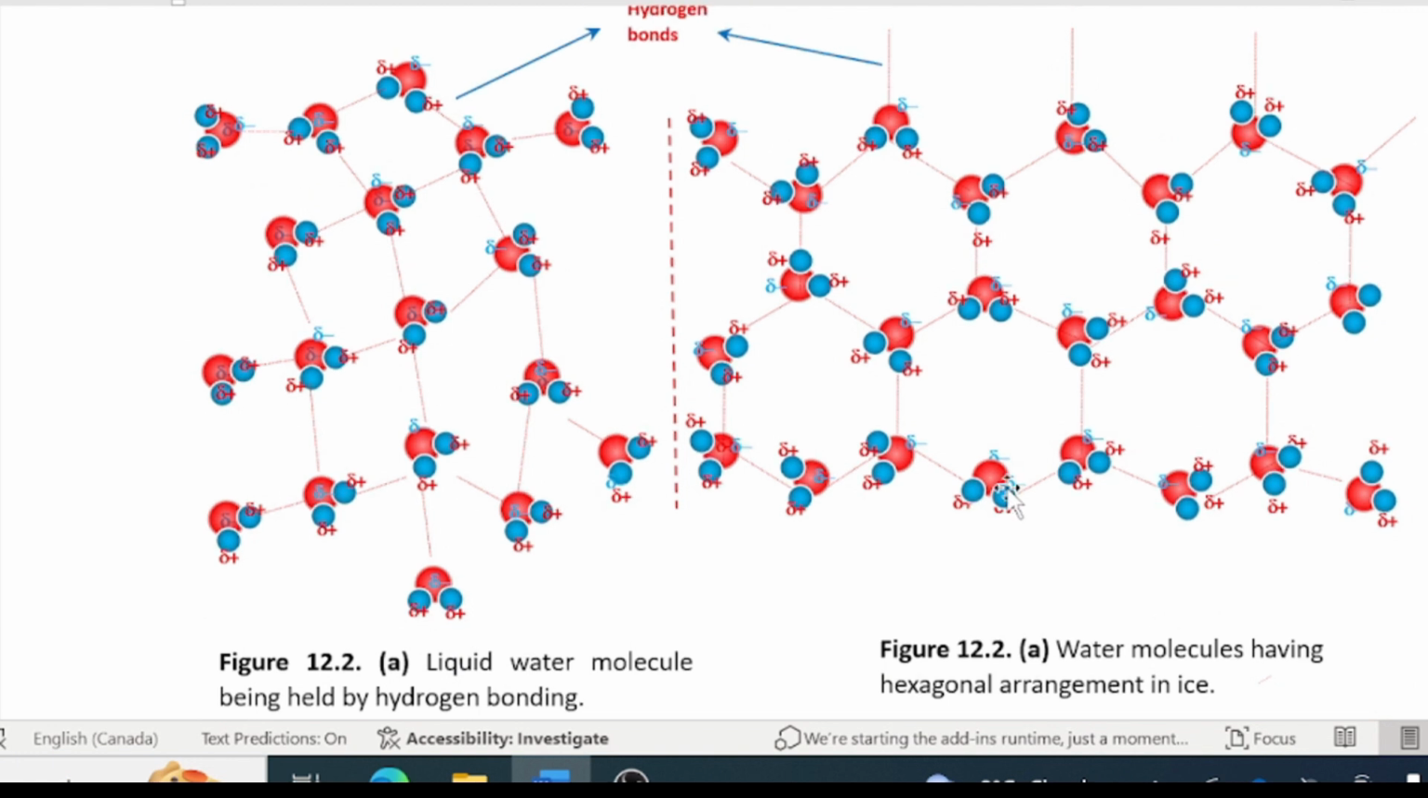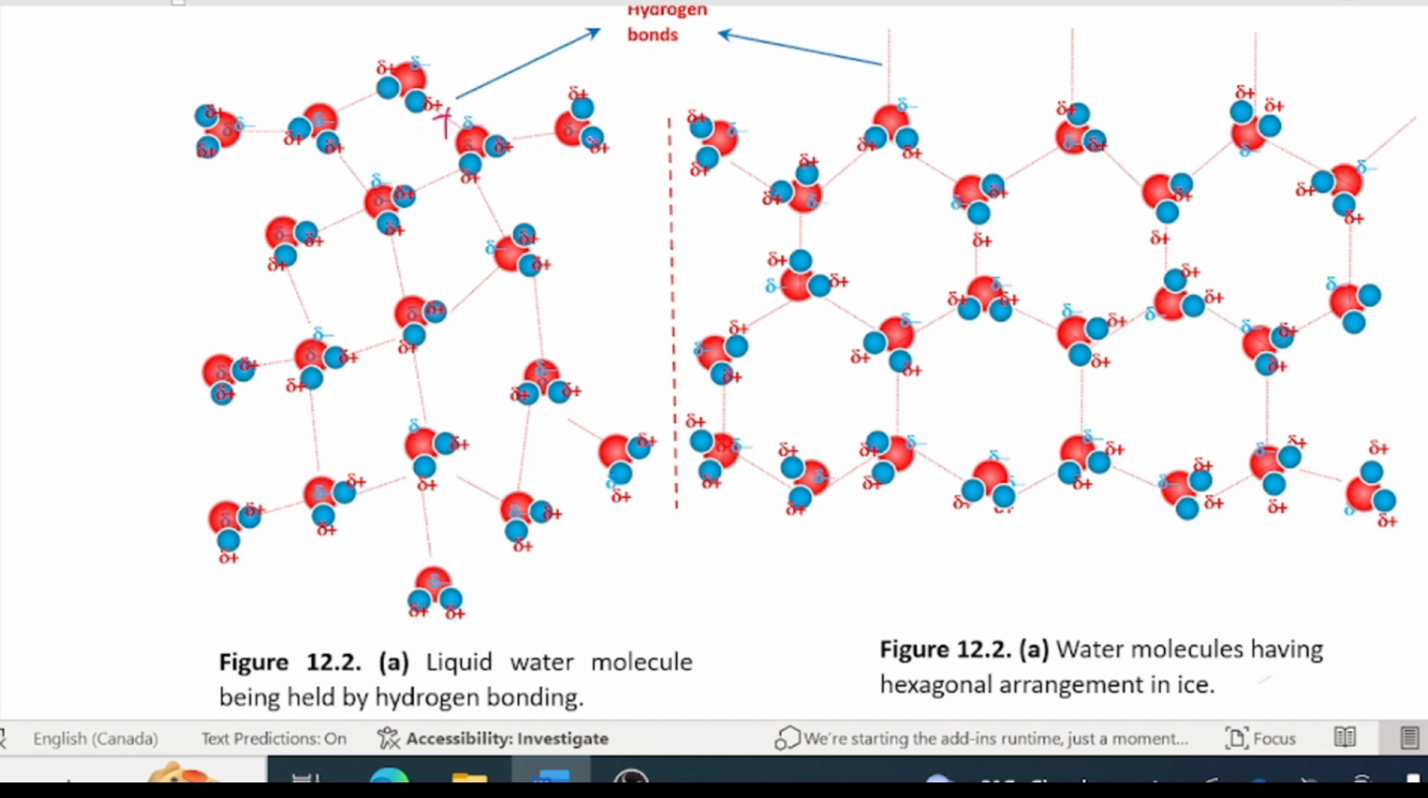On the left, we see how the molecules are held by hydrogen bonds. These molecules here, see, these are hydrogen bonds here. And the water molecules here, you can see they are arranged in irregular patterns. There's no fixed pattern here.